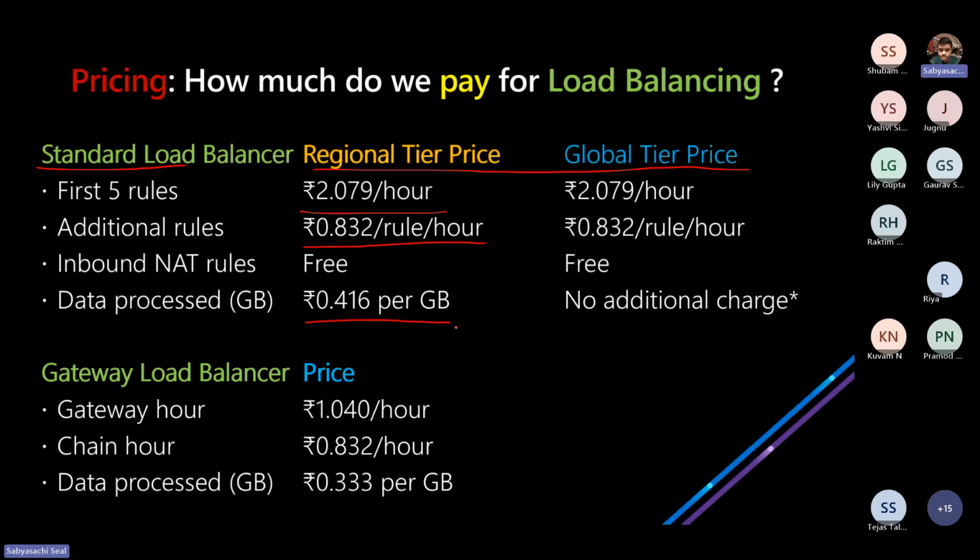Hey guys, I'm back. So for the gateway load balancer, we have slightly higher prices because it's actually load balancing your gateway itself. The price is about 1 rupee per hour. Actually, I meant to say that it's lower. And if it's a chain hour, that means a set of hours together, then it's $0.8. And the data processing cost is also less here.